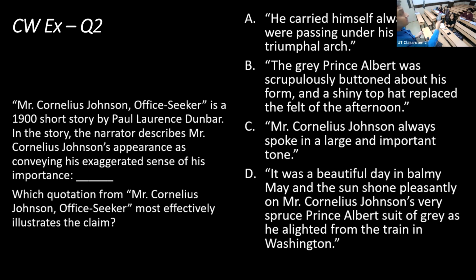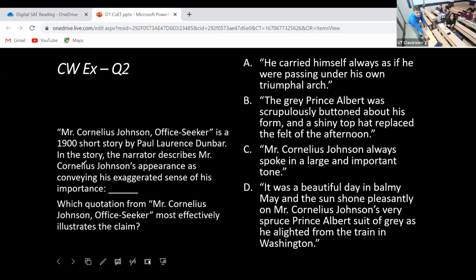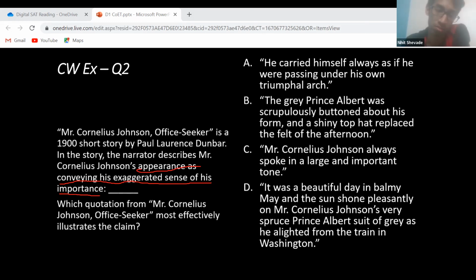इस पूरे में Last 3 lines, which is appearance as, ये पूरा अंडरलाइन कर रहा हूँ. Appearance as, so sorry, my mouse is misbehaving, hold on, ये हो गया. So निहित ये जो मैंने अंडरलाइन किया है, this is the claim. Appearance as conveying his exaggerated sense of his importance. What does this mean? तो ये हो गया, हाँ, claim identify हो गया निहित. Do you agree? Yes. हाँ, ठीक है.